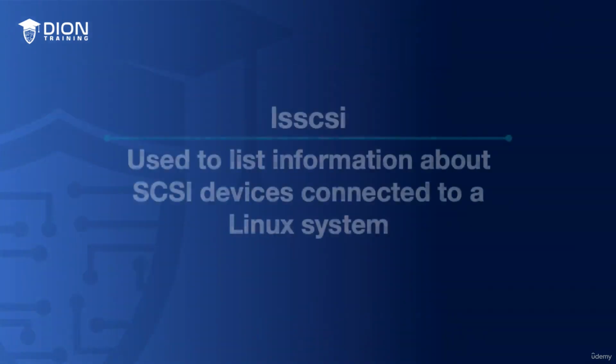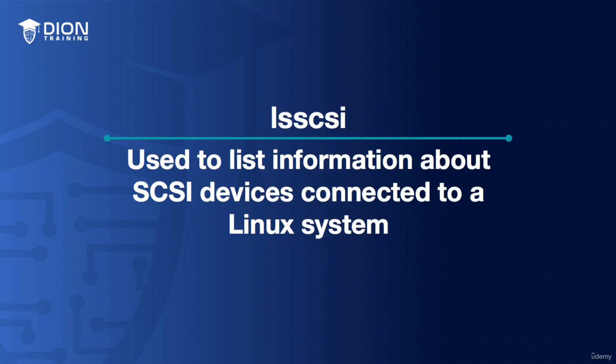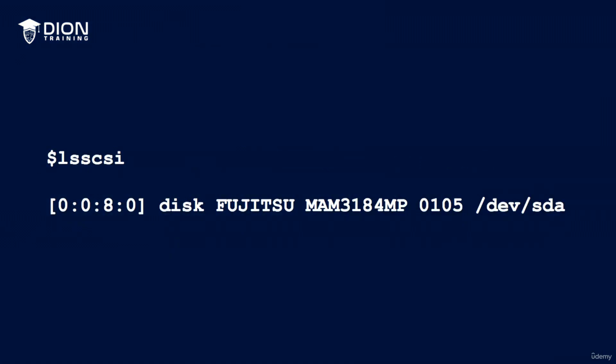Another command you should be aware of is the lsscsi command, also known as the list SCSI command. This command is used to list information about SCSI devices that are connected to a Linux system. The most common type of SCSI device used in Linux systems these days is storage and external hard disk drives, which is why I'm bringing it up here. If you simply enter lsscsi at the command line interface and hit enter, it's going to respond with one line for each SCSI device attached to your system.